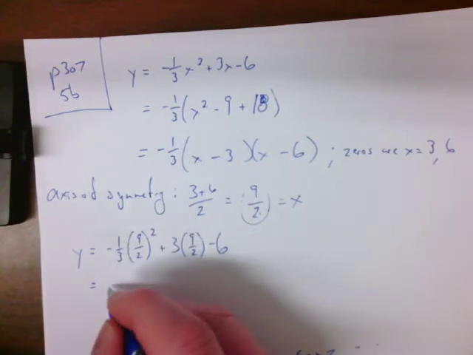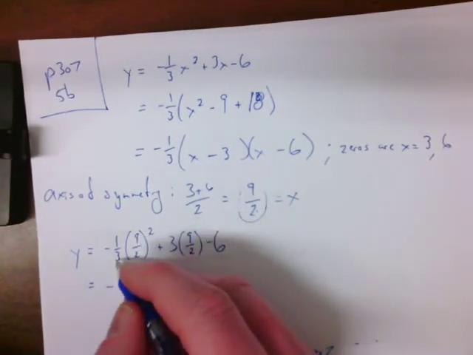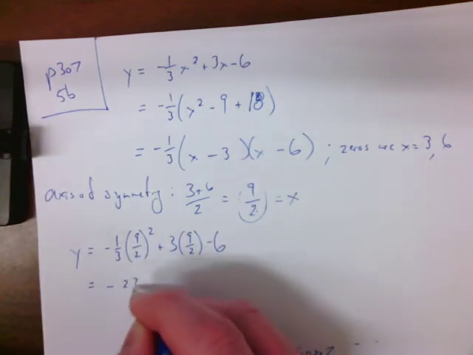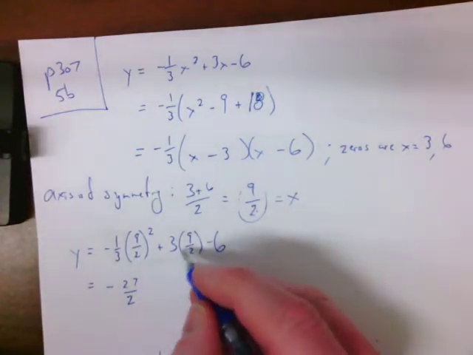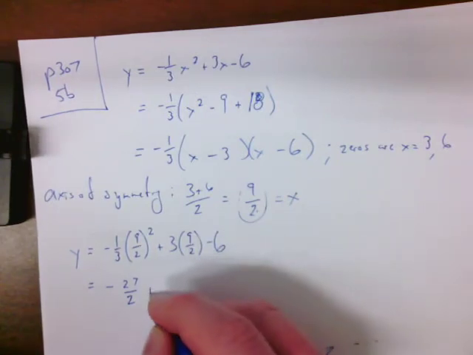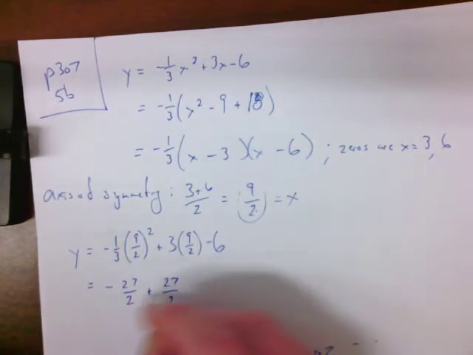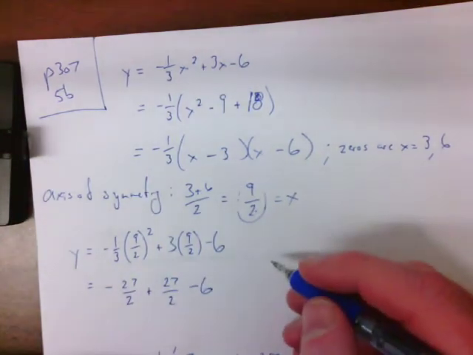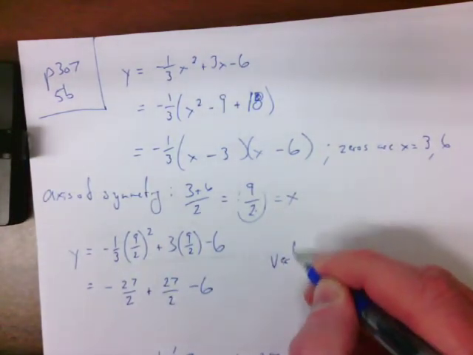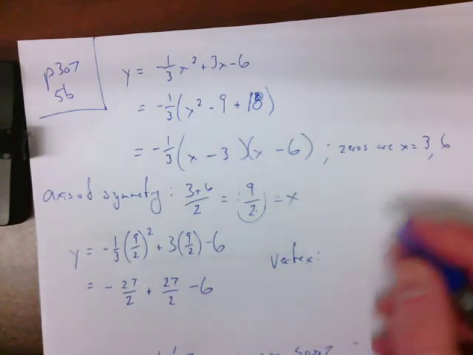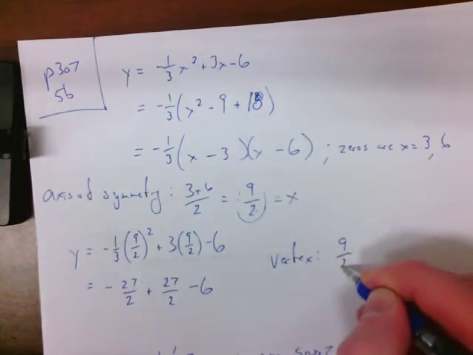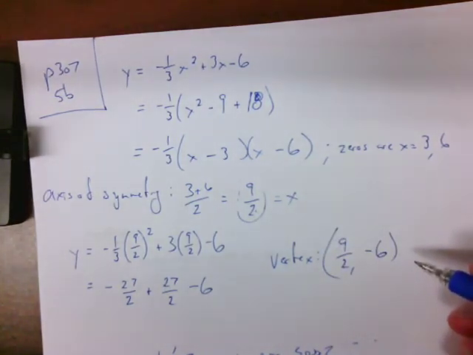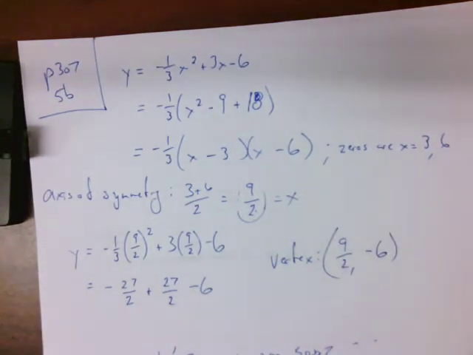This whole thing's going to be negative. 81 divided by 3 is 27. So 27 over 2. So it's negative 27 over 2. 27 plus 27 over 2. Hey, what happens there? That's really nice. Minus 6. So y equals negative 6. That was close. So the vertex is, the x value is 9 over 2. The y value, negative 6. That's 5b. Hopefully that makes sense.